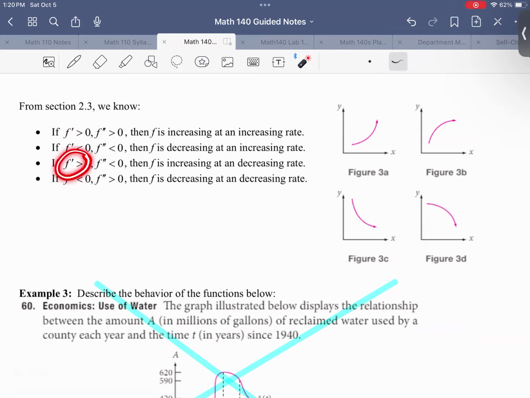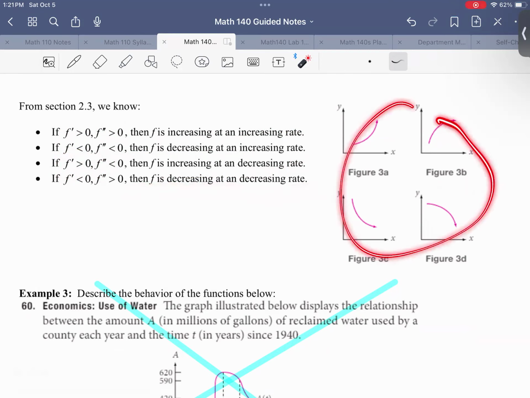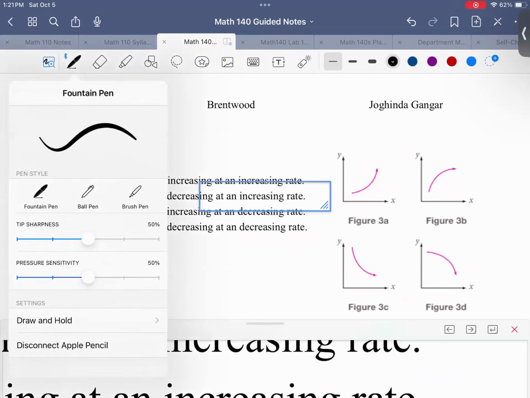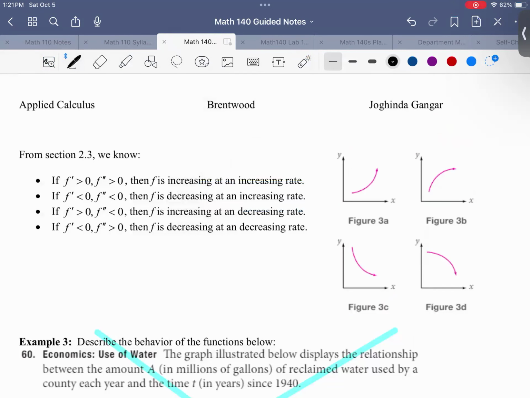If your first derivative is positive and second derivative is negative, then you're increasing at a decreasing rate. If your first derivative is negative and second derivative is positive, then you're decreasing at a decreasing rate. So here's a visual representation of what that means. So figure 3a, we are increasing at an increasing rate. So what I would say here, this first bullet point is 3a.